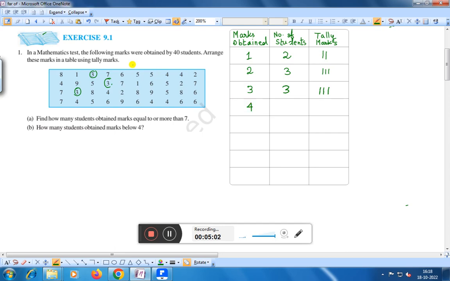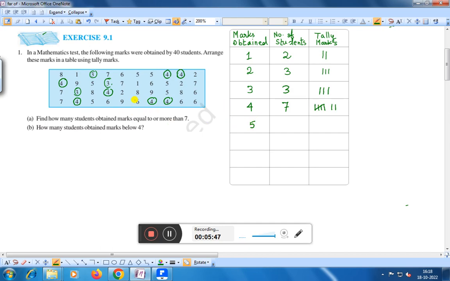Marks obtained 4. How many students you see? That is 1, 2, 3. In this line it is 4, in this line 5, 6, 7. Right? It is 7 students are there. Therefore, 1, 2, 3, 4, 5, 6, 7. This is the tally marks. Now 5.